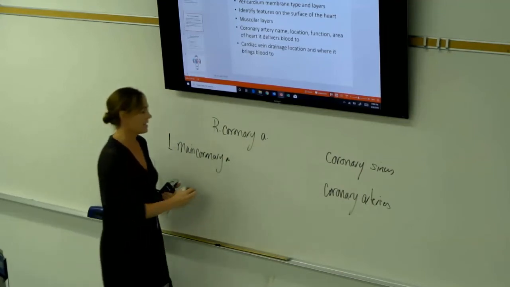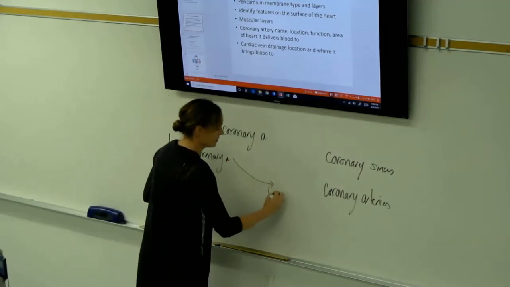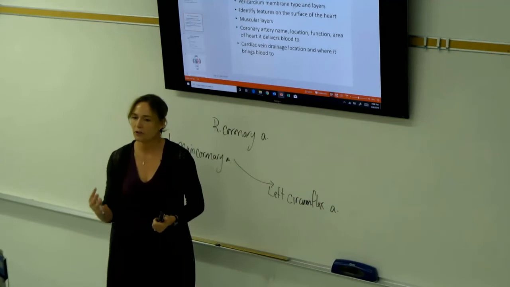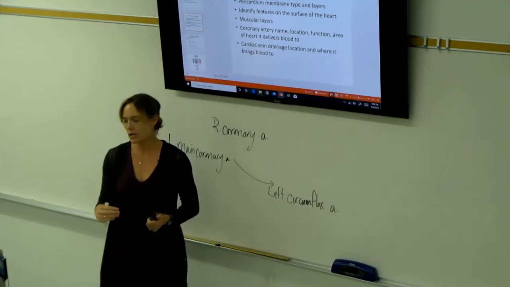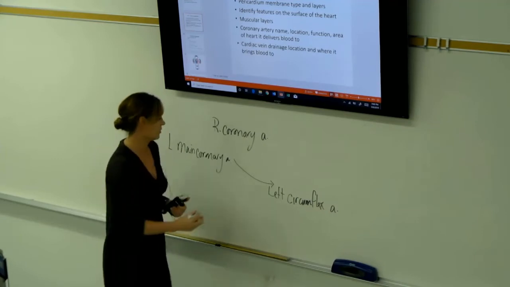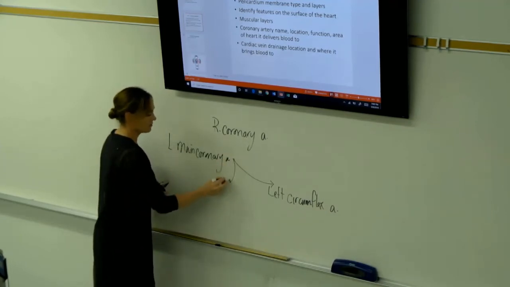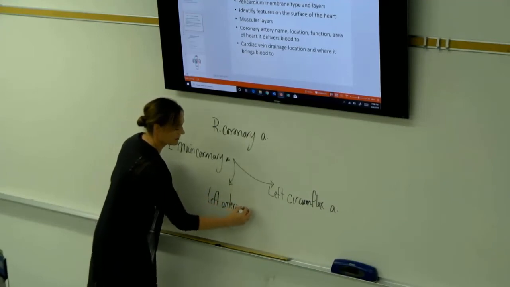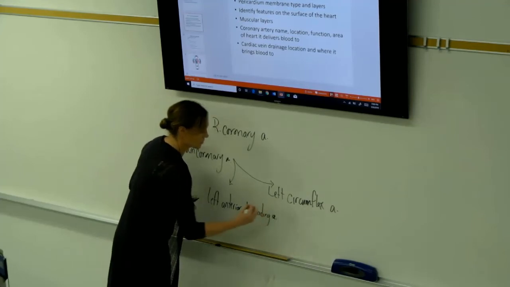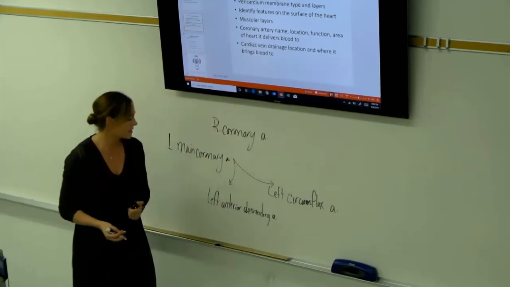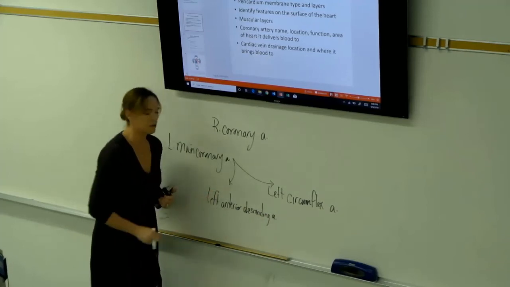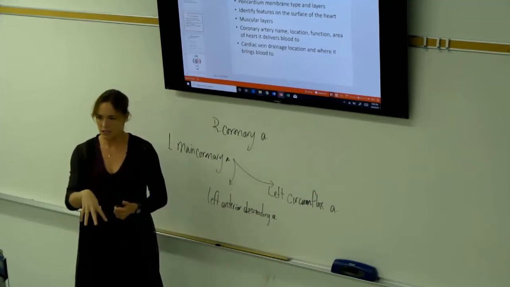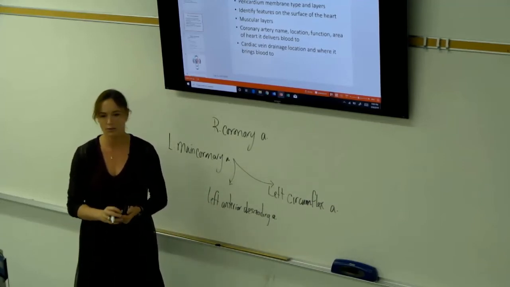It divides immediately to become the left circumflex artery, which will bring blood to the lateral portion and posterior portion of the left ventricle. The left main coronary artery will also divide into the left anterior descending artery, most commonly referred to as the LAD. Some textbooks are more frequently referring to it as the anterior interventricular artery. This will serve the anterior surface of the left ventricle.